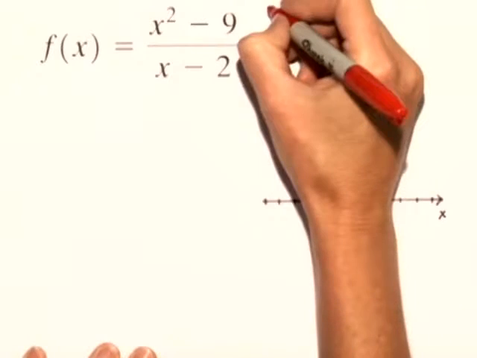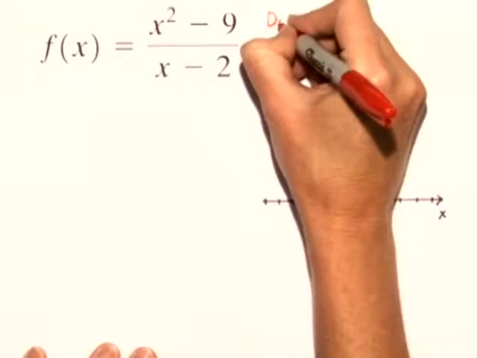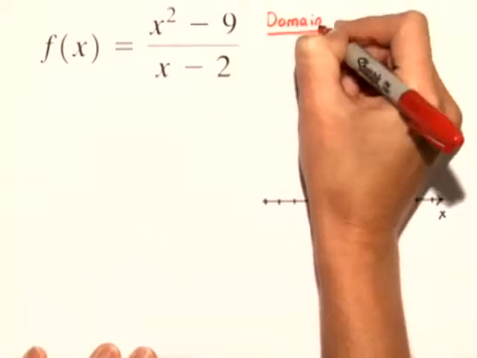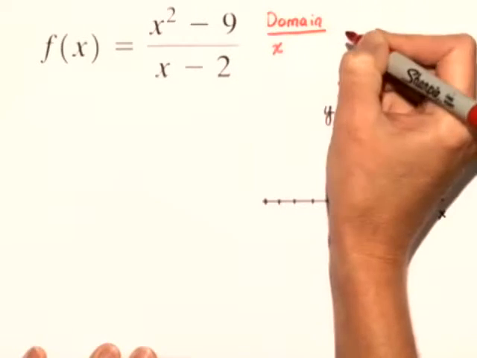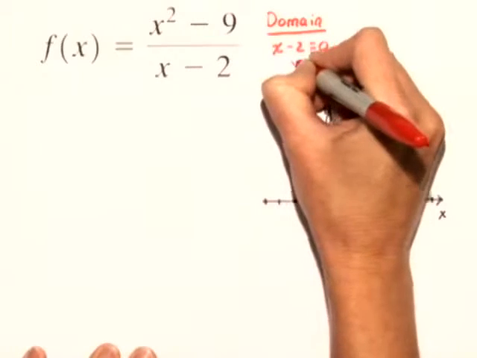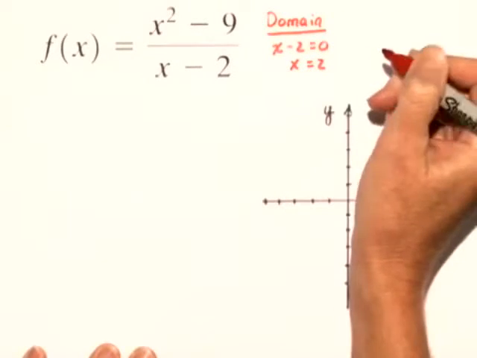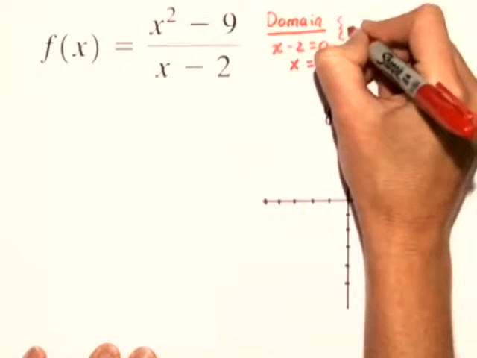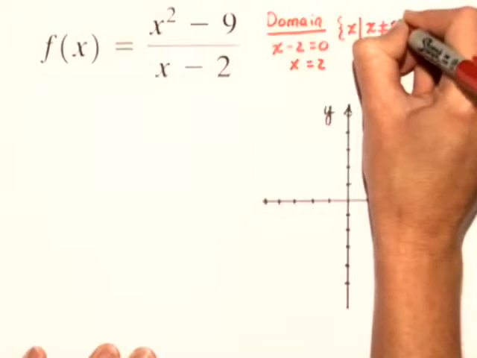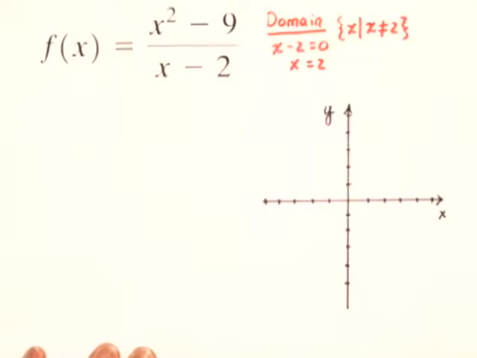So let's first talk about the domain. We need to set the denominator equal to 0 and exclude any value that makes the denominator 0. So if we set x minus 2 equal to 0, we get x equals 2. So our domain is the set of all x such that x is not equal to 2, so any real number except 2. Now let's move on to the steps in order to help us graph our function.